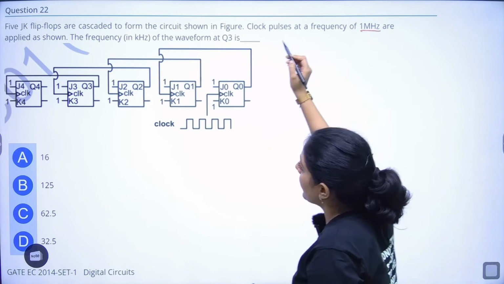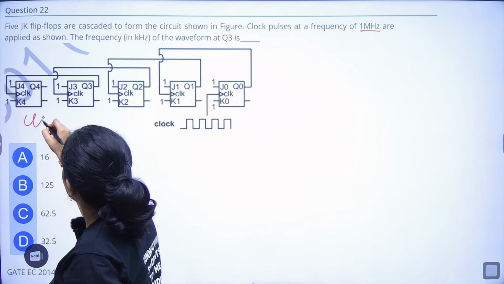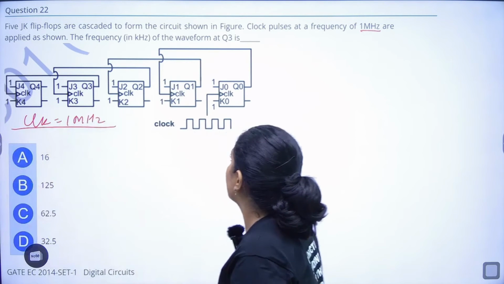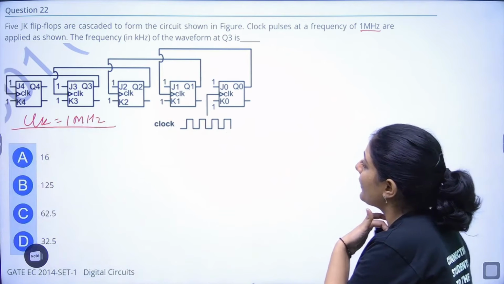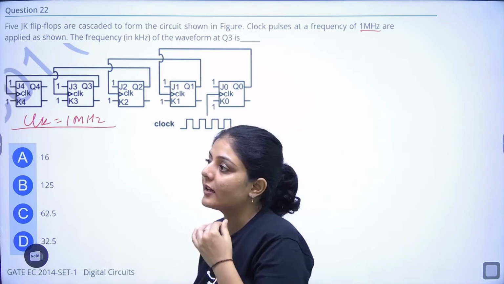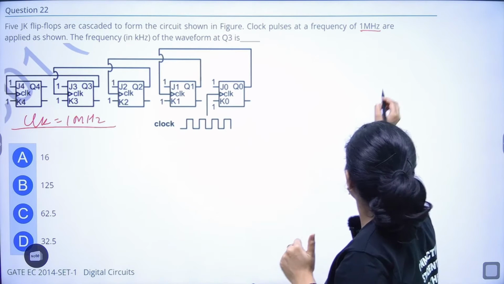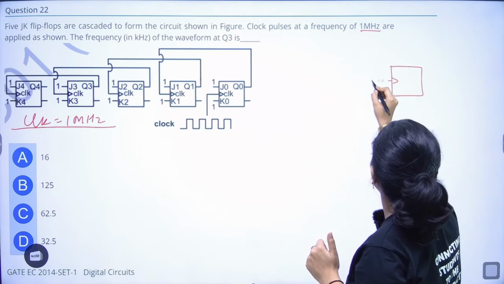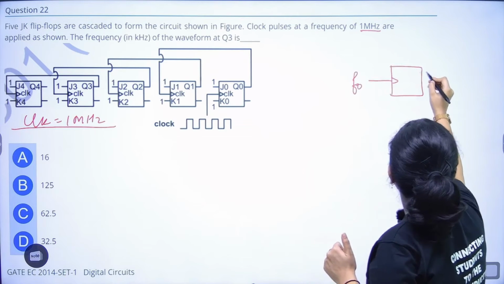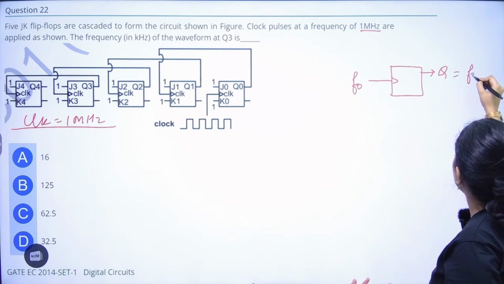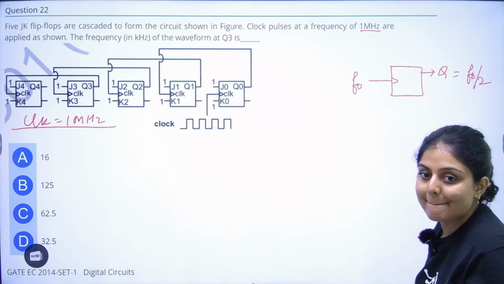The frequency here of clock pulse is 1 megahertz. Now, what happens? A very general thing about flip-flops, when we are talking about only one flip-flop, suppose the clock frequency is F0, the output frequency of one flip-flop, be it any flip-flop, will become F0 by 2.